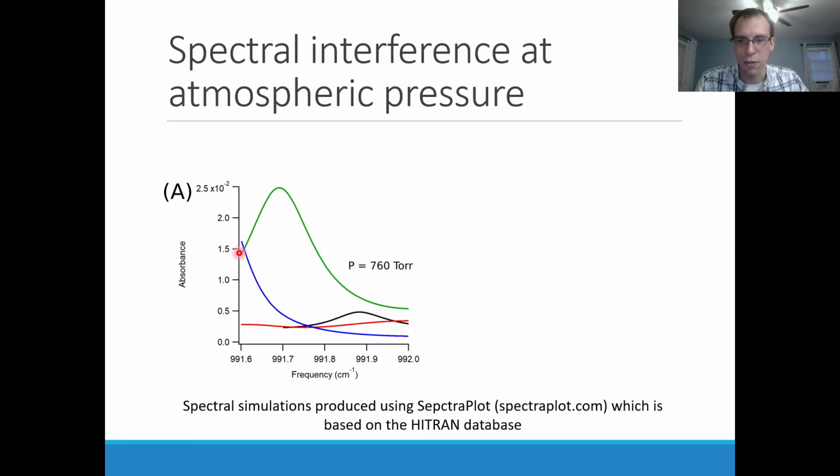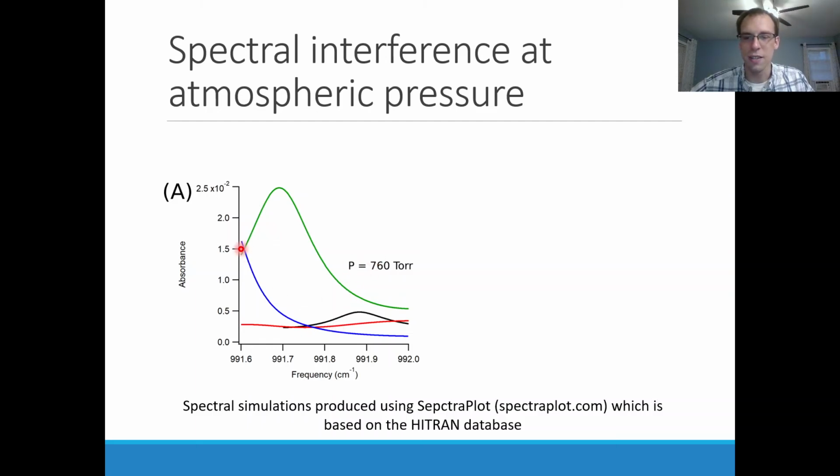So ammonia in green here, carbon dioxide in blue, and methanol in red, and black is our isoprene trace. They also show up in this frequency range right near our peak of isoprene. This is using some concentrations that would be similar to what we'd anticipate for a breath measurement, based on previous measurements of human breath at atmospheric pressure.